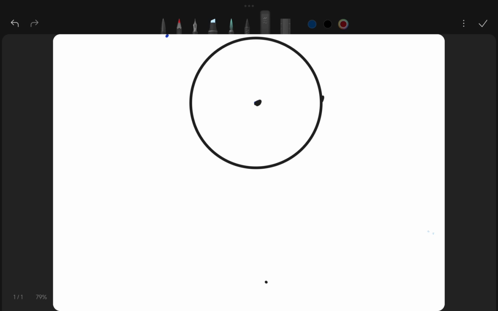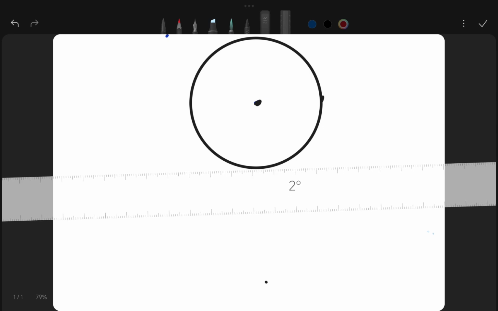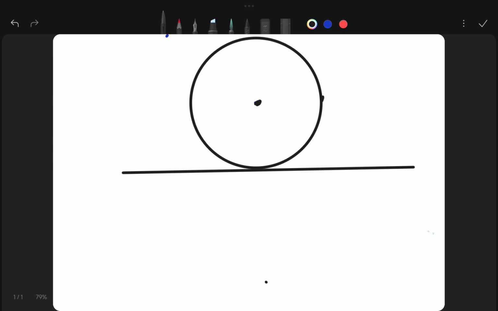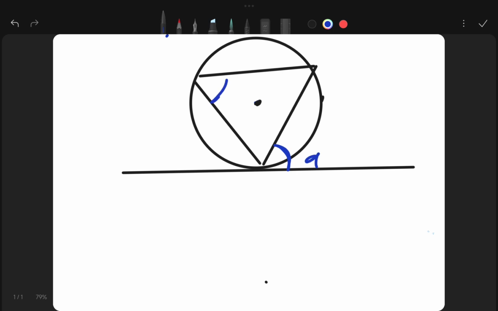This one is a bit tricky, and most students fail to understand this, but it's actually super simple. We're going to draw a tangent on this side, and we're going to draw a triangle on the inside of our circle. What this theorem states is that if an angle is formed on this side between the tangent and the triangle, then this angle, let's call it A, is going to be the same on the opposite side.